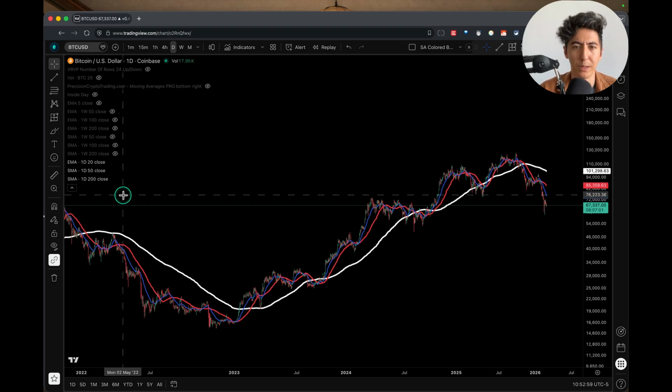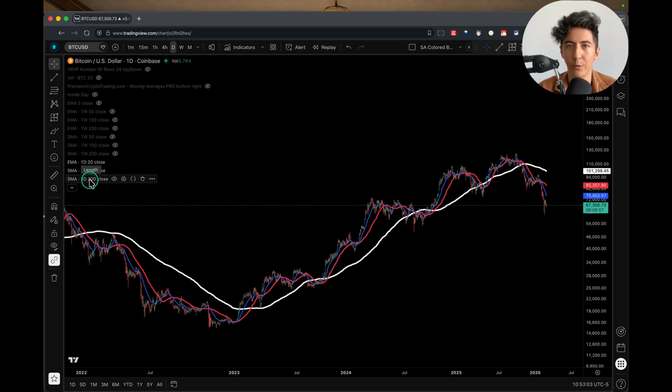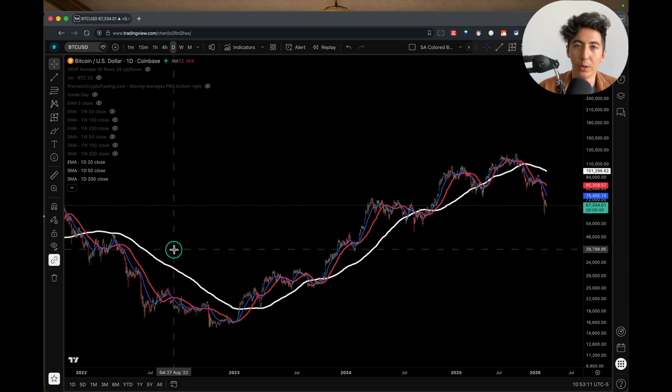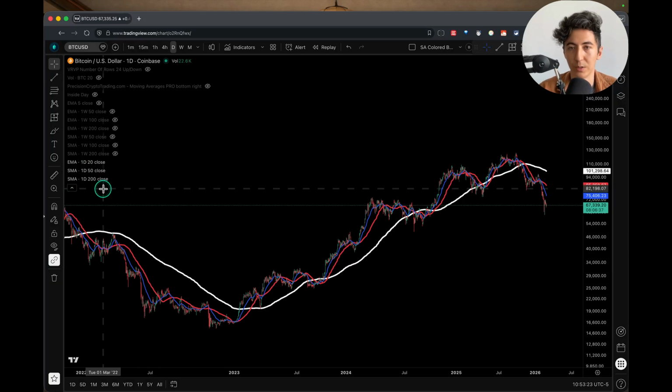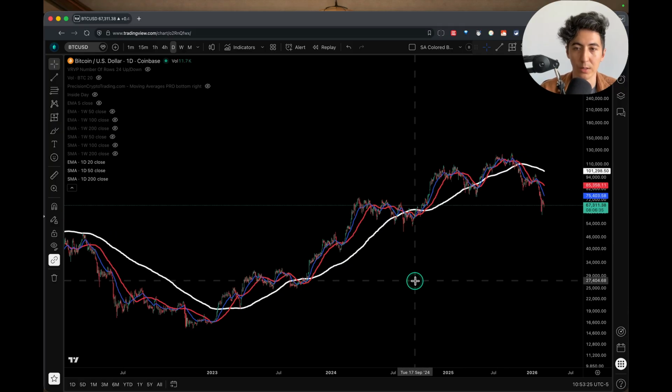The market's respecting the 40 week a bit more, so he's been using the 40 week, and the 40 week is essentially just the 200 day. The 30 week is the 150 day. So sometimes you'll hear people interchangeably using these, the 20 day, 50 day, 200 day, or 30 week, 40 week, 50 week. A lot of these are just different variations of the same name.